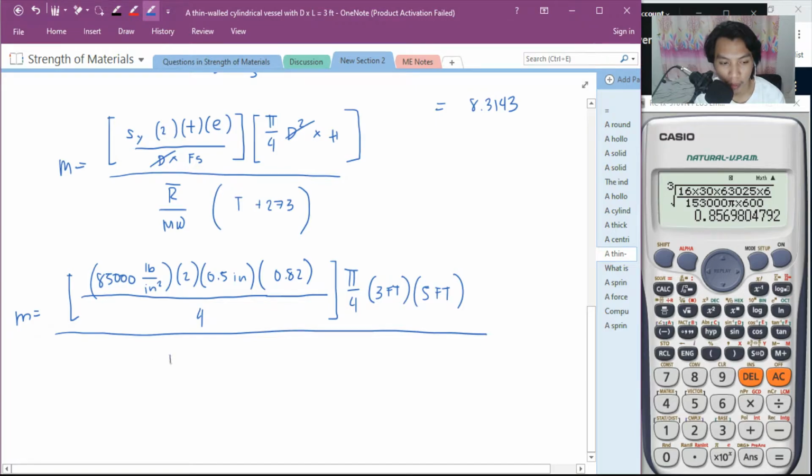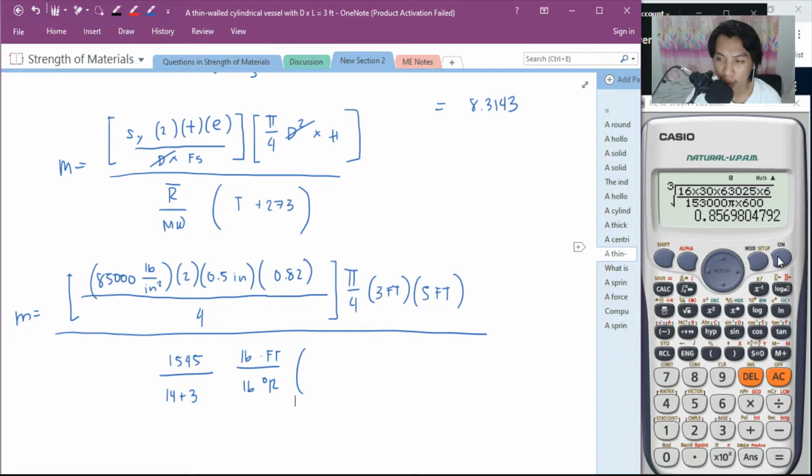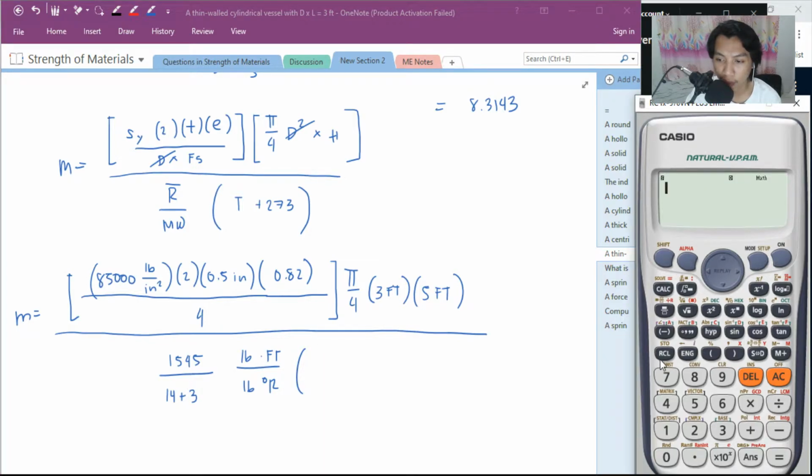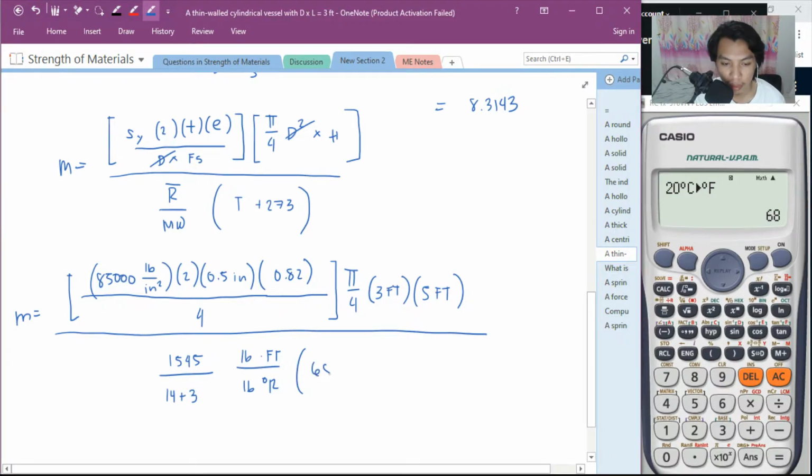Now, the R bar is 1545, divided by the molecular weight, 14 plus 3. What is the unit of this? Pound-feet per pound, degree Rankine. Now, convert your 20 degrees to degrees Fahrenheit. Use your calculator: 20 degrees Celsius is 68 degrees Fahrenheit. 68 plus 460 gives degrees Rankine. Now, we cancel the same units.